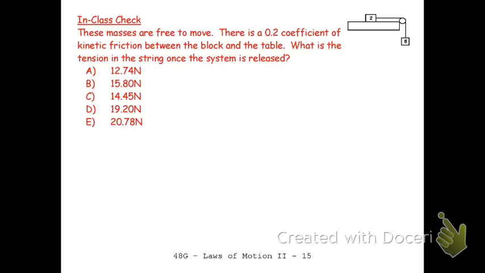These masses are free to move, 2 and 8. There is a 0.2 coefficient of friction between the block and the table. What is the tension when the system is released?